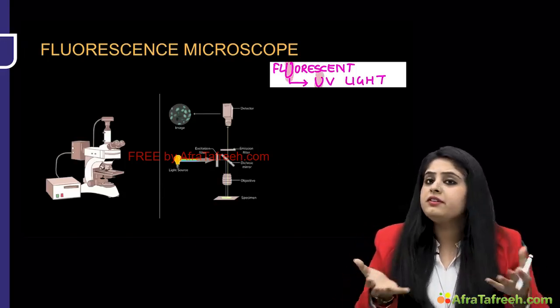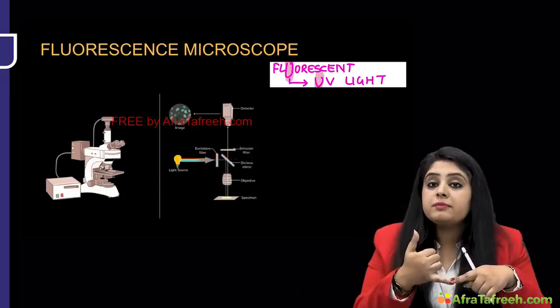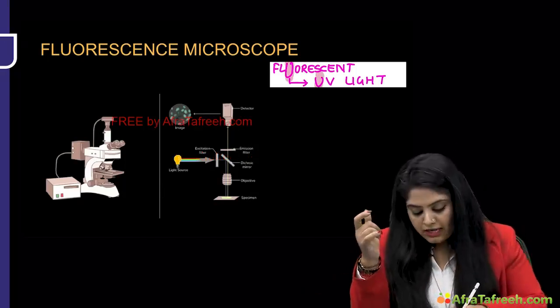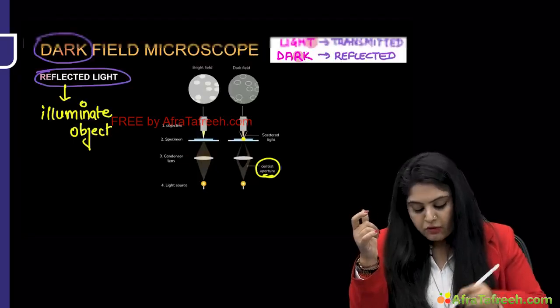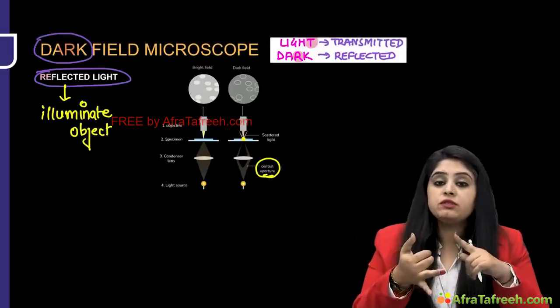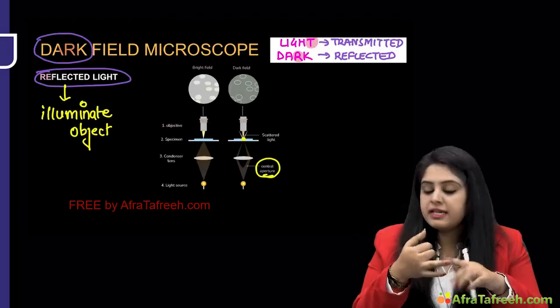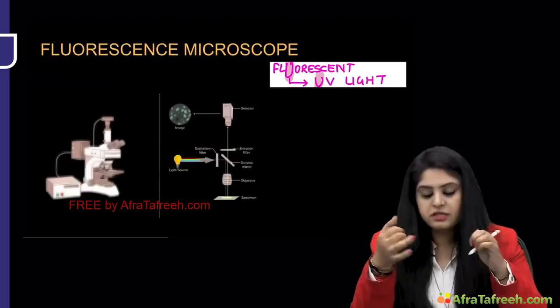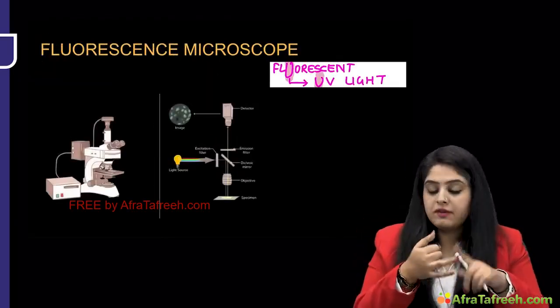So let us revise all the lights. What was it for a light microscope? Light with a T, so light was ending with a T. So we said for light microscope, it is transmitted. What is it for dark field? Dark field was reflected light. And now I'm coming to fluorescent. Fluorescent is going to be ultraviolet light.